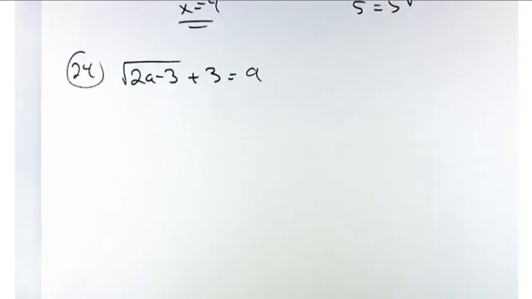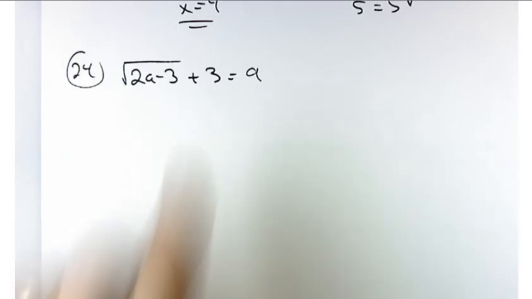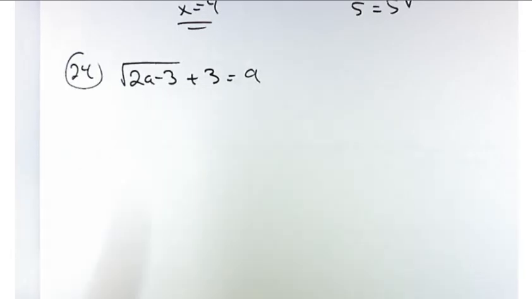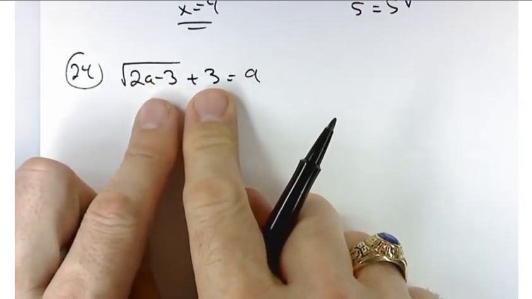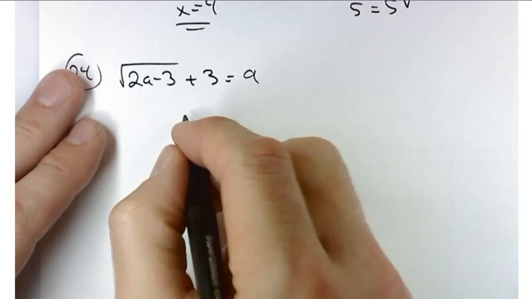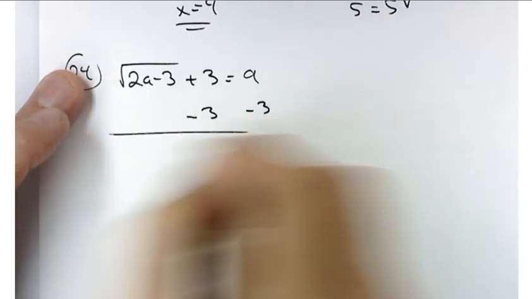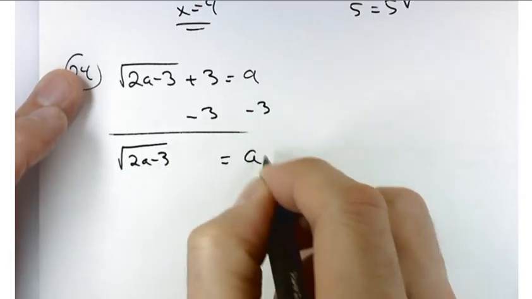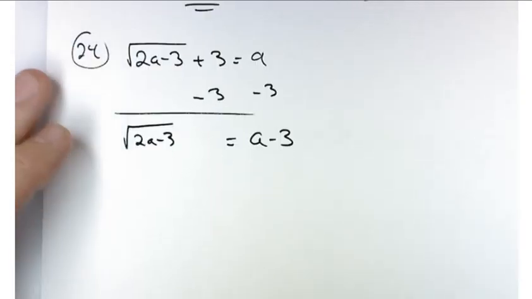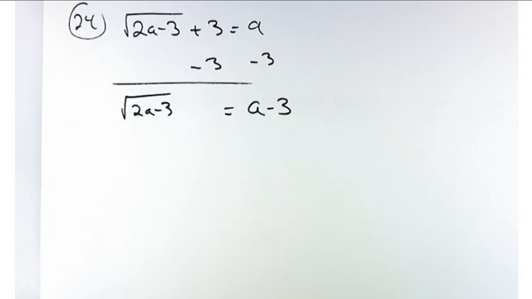So the first thing you have to do is get the radical by itself. Do not square both sides just yet, because on the left-hand side you get a really, really big mess. You don't want to deal with it. So first thing I'll do is subtract 3 from both sides to isolate the radical on the left-hand side. So I get a minus 3 on the right-hand side. Now I can square it.